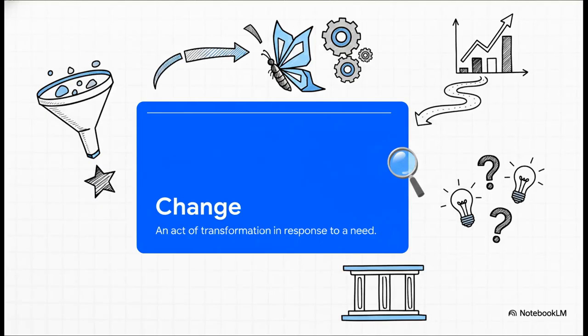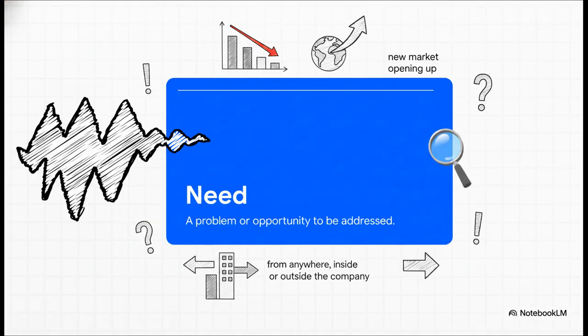First up, we have change. This is that transformation we were just talking about. The whole point of business analysis is to help an organization move from where it is today to a better place tomorrow, making sure that it's a real improvement along the way. So, what kicks off a change in the first place? A need. Honestly, the best way to think about a need is like an itch that you just have to scratch. It could be a problem, like sales are dropping, or it could be a huge opportunity, like a brand new market just opened up. These needs can pop up from anywhere, inside the company or out in the wild.